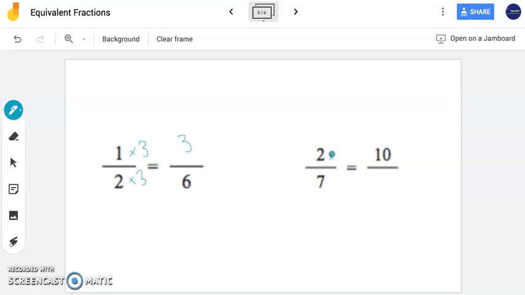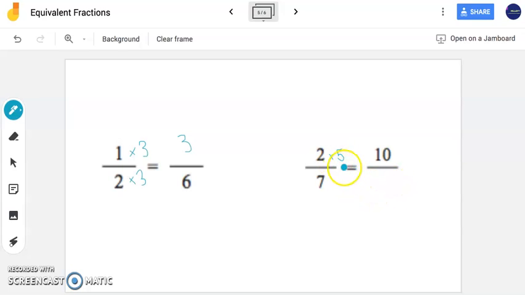And I know it's multiplication because my numbers are getting larger. I'm going from 2 to 10. If my numbers were getting smaller, let's say going from 10 to 2, then I would be dividing. But in this situation, we are multiplying. So 2 times what number gives me 10? Well, 2 times 5 equals 10.